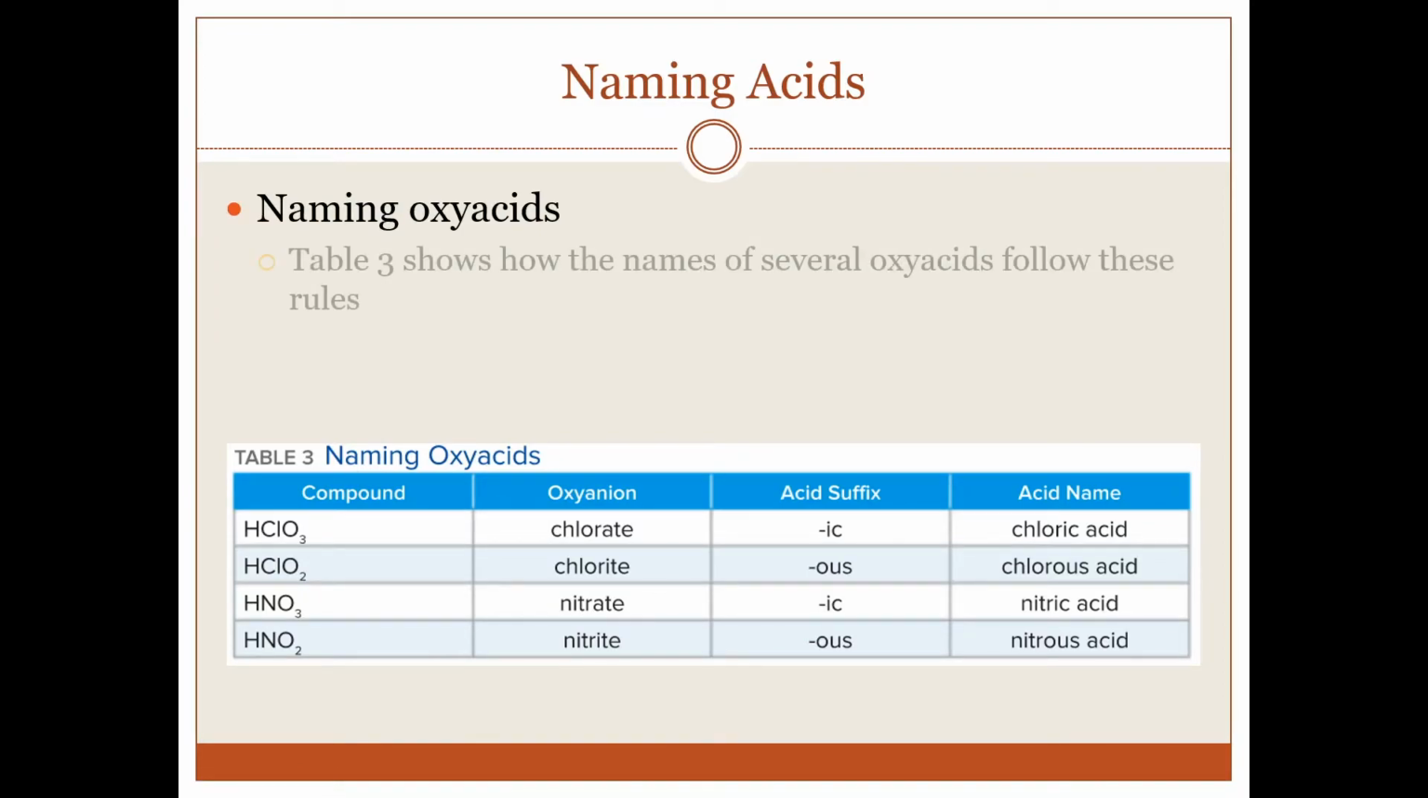Naming oxyacids. This table is going to show you how several oxyacids follow this rule. So HClO3, chlorate is the oxyanion. Since we have -ate at the end, we're going to have -ic as a suffix. So it's going to be called chloric acid. Here we have chlorite. Since we have -ite, we're going to change it to -ous. So chlorous acid. Here we have nitrate. It's going to be nitric. Nitrite. It's going to be nitrous.